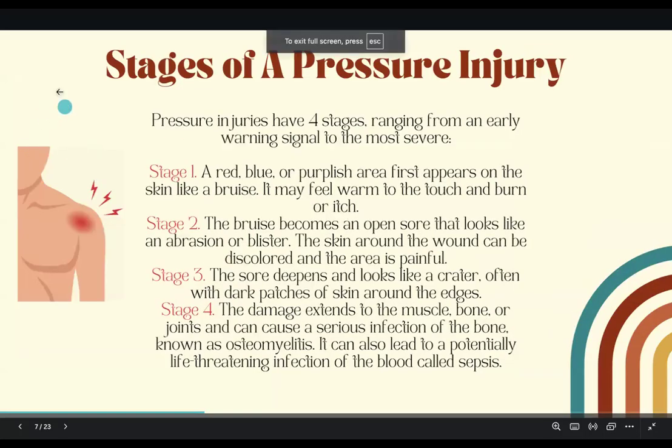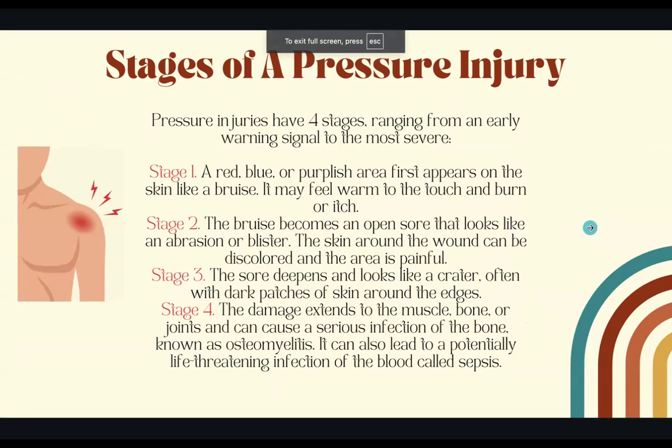You guys can see my screen still. Yes. So the stages of a pressure injury. So there's 4 stages. So we have stage 1, a red, blue, or purplish area first appears on the skin like a bruise, may feel warm to touch. Stage 2, the bruise becomes more open, sore looks like an abrasion or a blister. And the skin around the wound can be discolored and it can be painful as well.